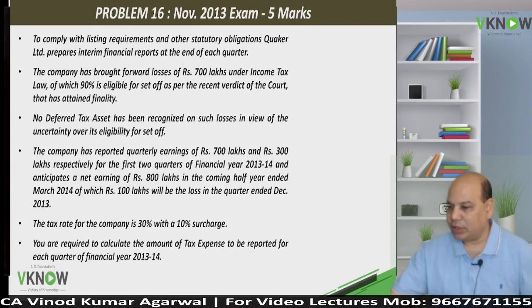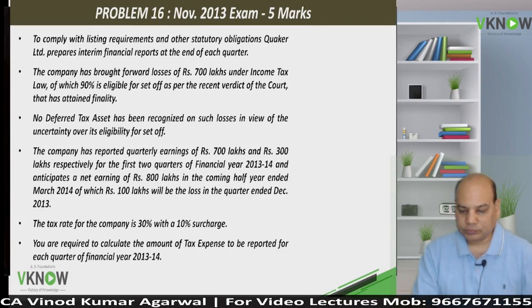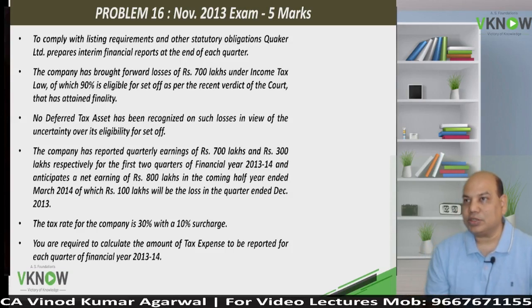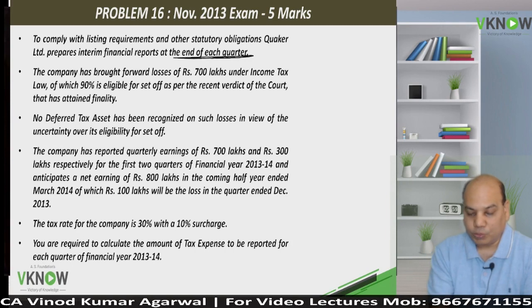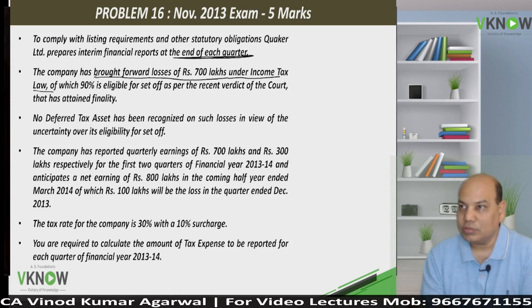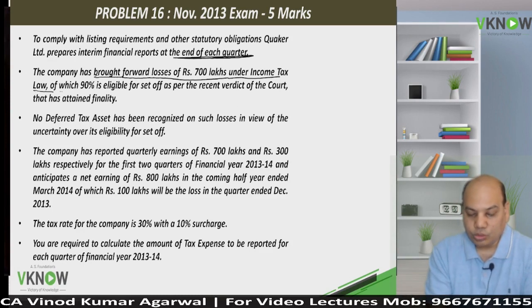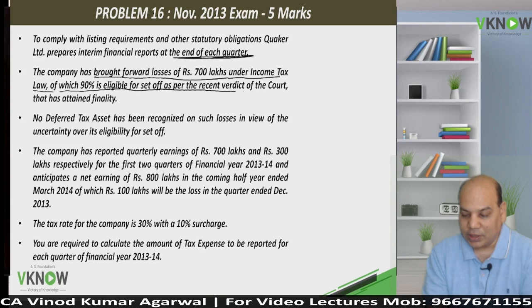So now we are ready to comply with the listing requirement and other obligation. Quaker Limited prepares interim financial report at the end of each quarter. The company has brought forward loss of 700 lakh under the income tax law. Similar to question number 14, out of which 90% is eligible to be set off.